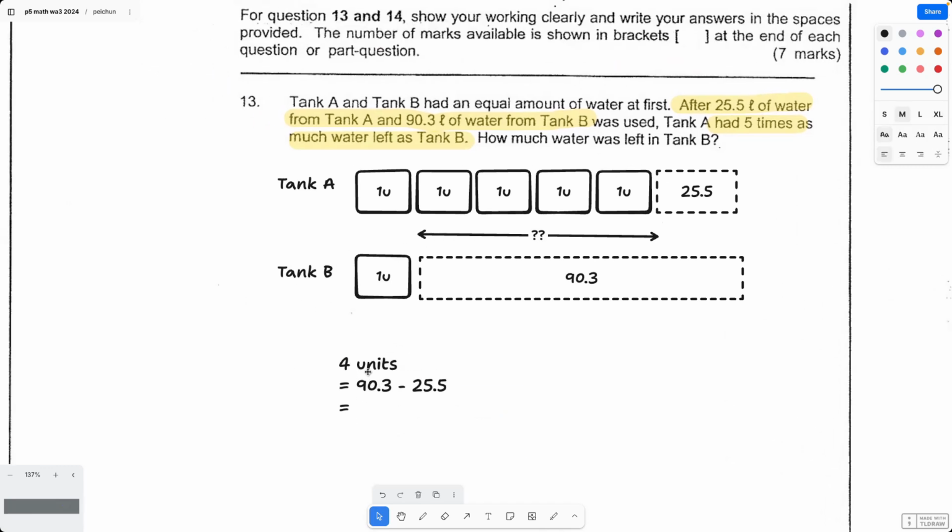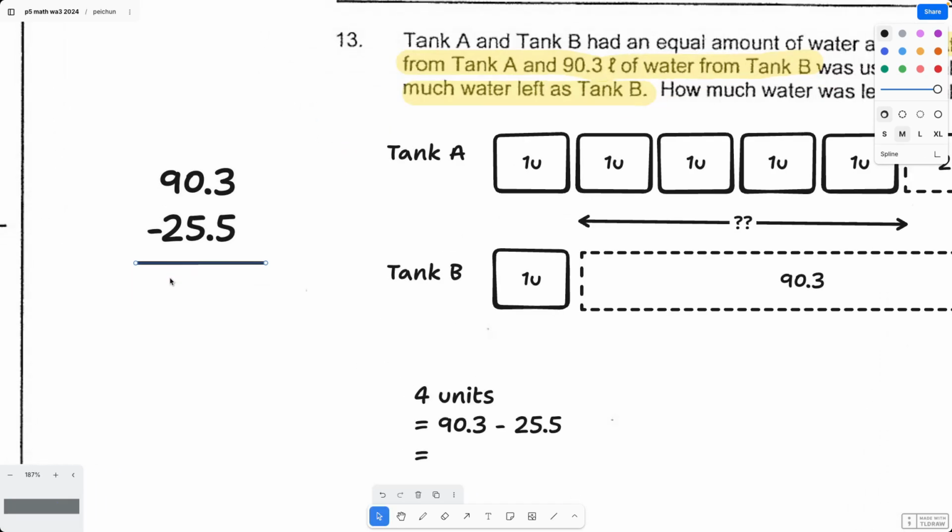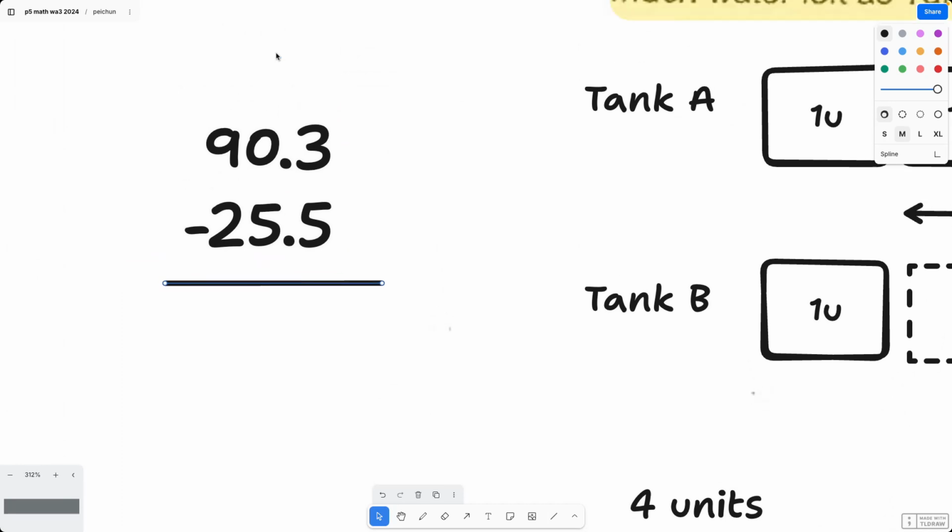All right, so let me just put this down over here for units. Okay, so same thing. I'm going to have 90.3, and then we minus 25.5. Let's make this a little bit bigger. All right, so 90.3 minus 25.5. So 3 minus 5 cannot, right? So we put number 1 over here.